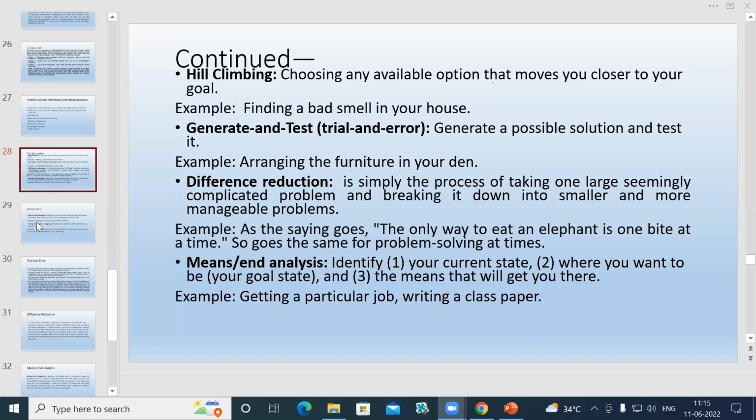Okay, there are different stages of you. Every time you reduce the complexity of the problem. So the only way to eat the elephant is one bite at a time. So goes the same for problem solving at times.